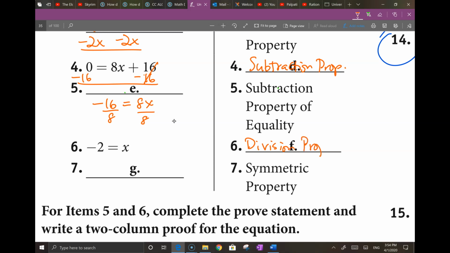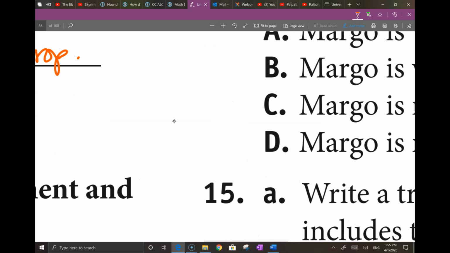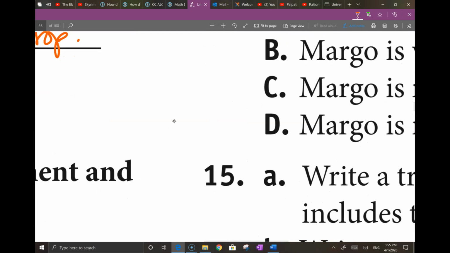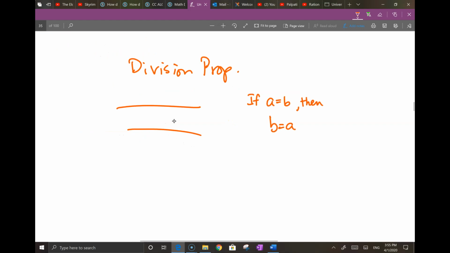So division property. Now, step 7 says symmetric property. The idea of symmetry is simply this, and I'm going to zoom over here and give you a quick rundown. If you have two things like A and B, and they are equal to each other, what this means is that you could simply say, well then, B is simply equal to A, right? Forwards and backwards, you are saying the same thing in a slightly different way, but you're not changing what you are saying.